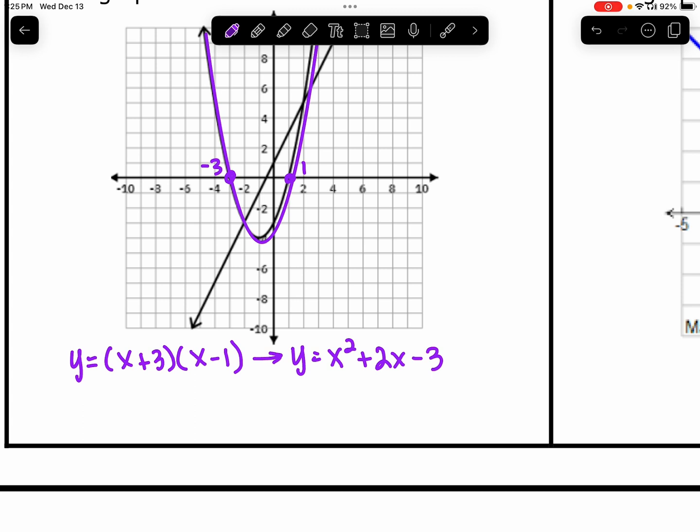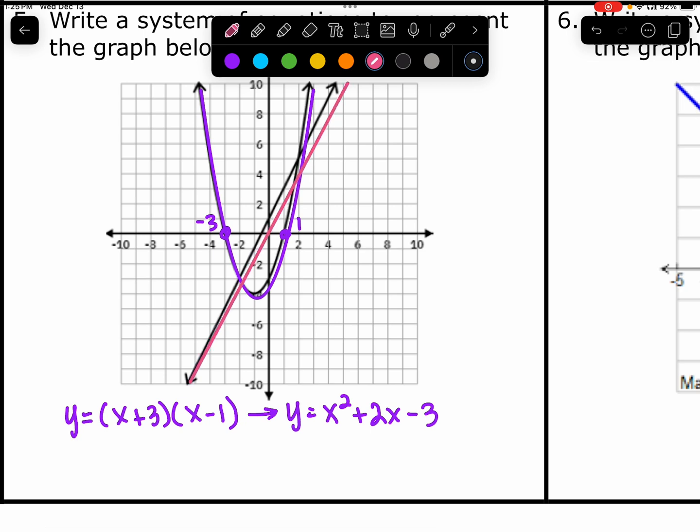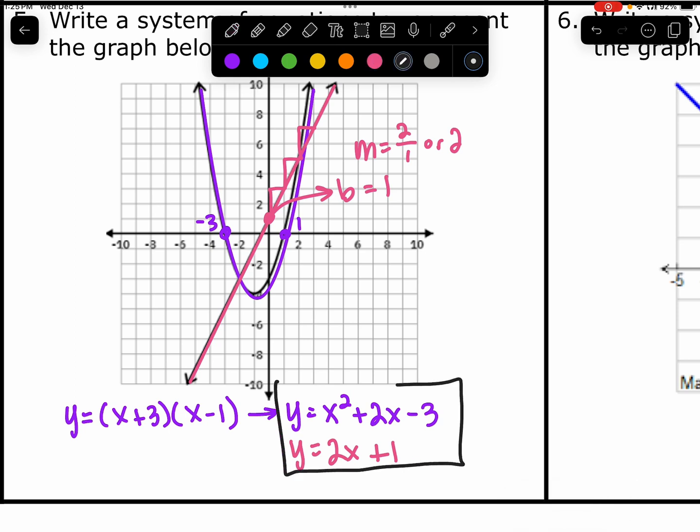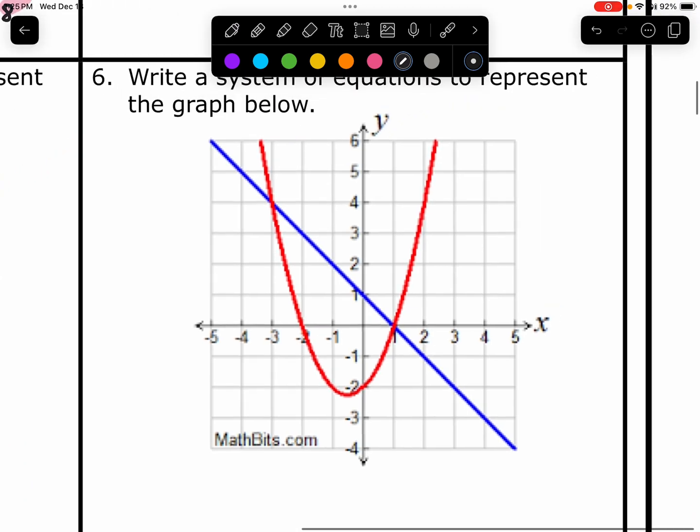And then for the linear equation, it'll be this one right here. All right, we see that the y-intercept b is 1, and then the slope is up 2 over 1, up 2 over 1, up 2 over 1. So the slope is 2 over 1, or just 2. So that'll be y equals mx plus b. All right, there you go. And go ahead and try number 6.